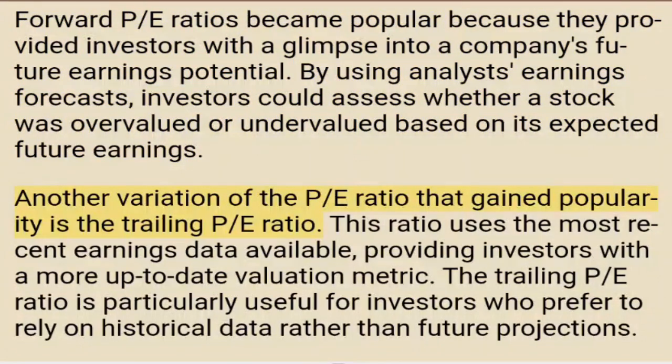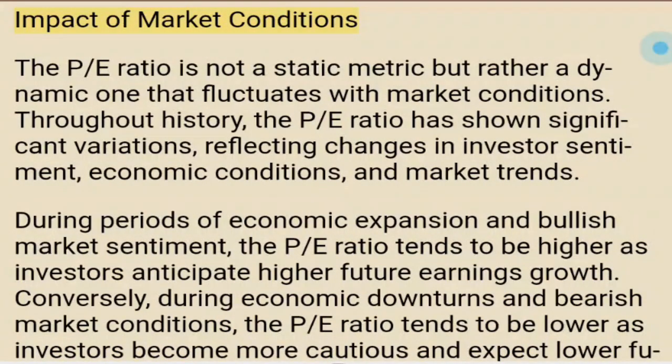Another variation of the P/E ratio that gained popularity is the trailing P/E ratio. This ratio uses the most recent earnings data available, providing investors with a more up-to-date valuation metric. The trailing P/E ratio is particularly useful for investors who prefer to rely on historical data rather than future projections. Impact of market conditions. The P/E ratio is not a static metric but rather a dynamic one that fluctuates with market conditions. Throughout history, the P/E ratio has shown significant variations, reflecting changes in investor sentiment, economic conditions, and market trends.